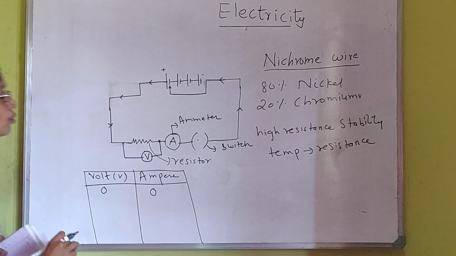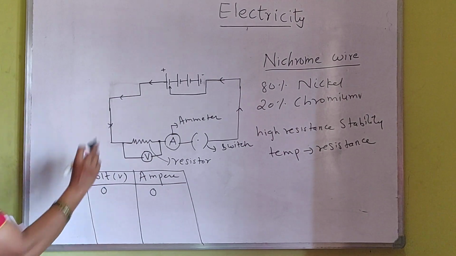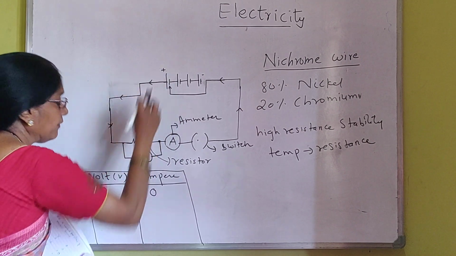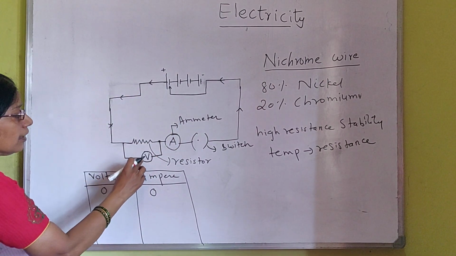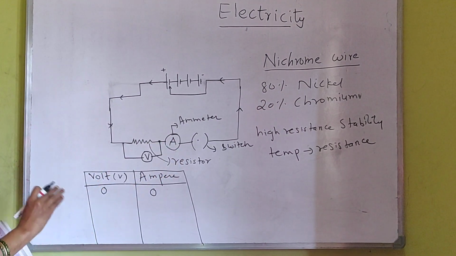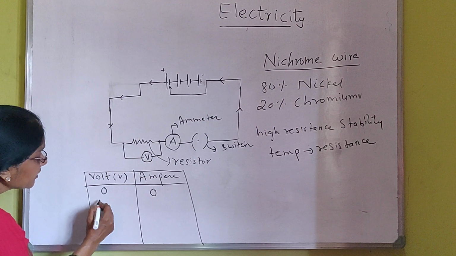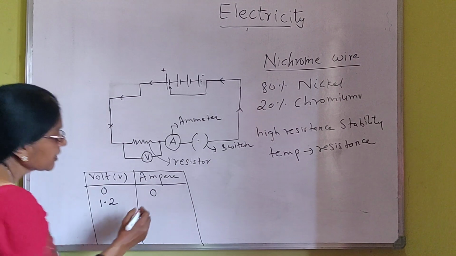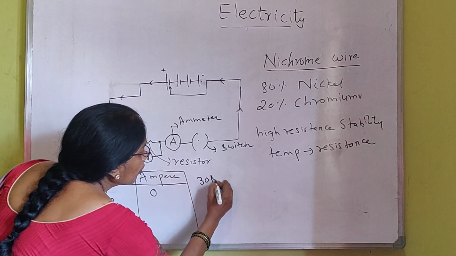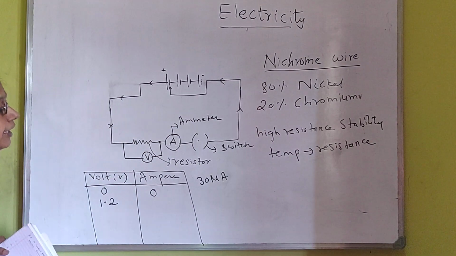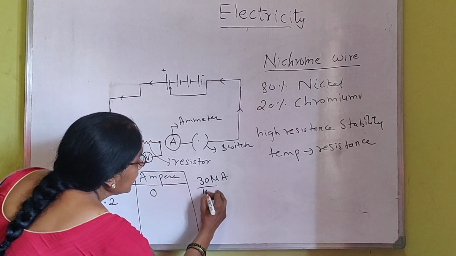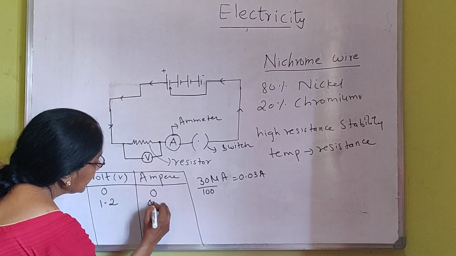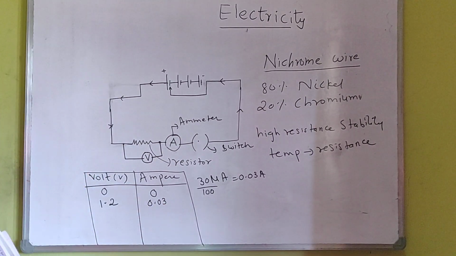Then he took the 2 volt, and when he switched it on and the wire was connected with 2 volt, we saw that in the voltmeter and in the ammeter there was a deflection. In the voltmeter it was 1.2 volt, and in the ammeter it was 30 microampere, which we can convert into ampere by dividing it by 100, which is equal to 0.03 ampere. So the first reading was 0.03 ampere.